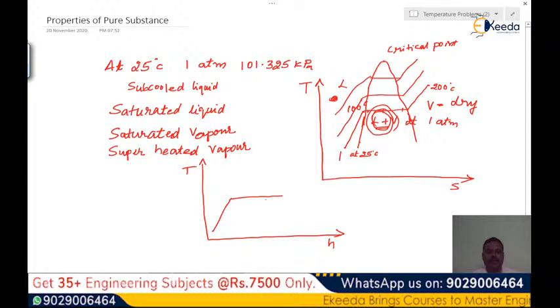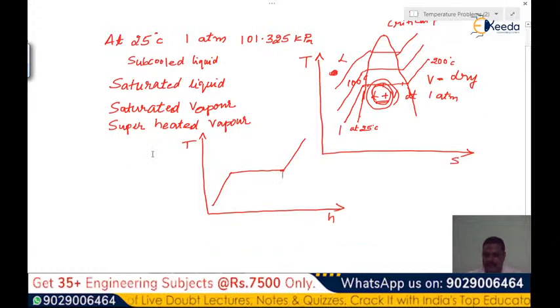And this point, as I already told you, it is saturated liquid state, and this point it is saturated vapor. It is completely dry, that means it has a dryness fraction of 1, and if it is heated again, that is superheated steam. Now let us have a few simple things for this.